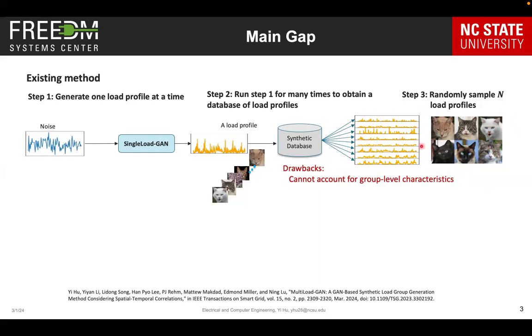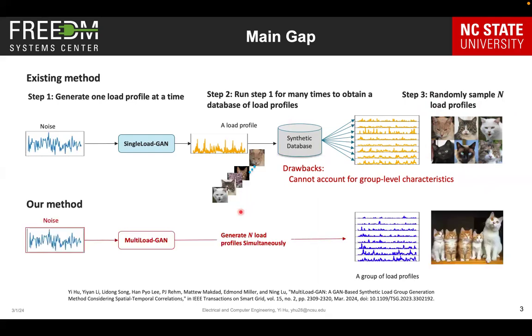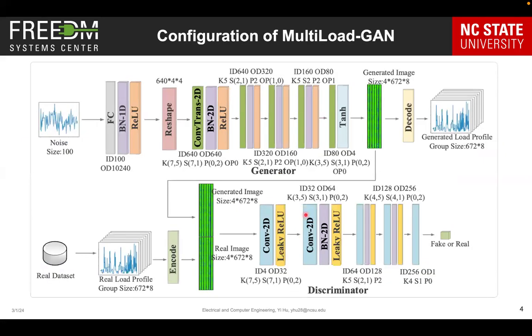But in this case, it's hard to see it as a cat family because those cats are randomly selected and they are all different. So in our method, we generate a group at one time. I mean, generate n node profiles simultaneously. In this way, we can get some cats that share some common features or some high-level group-level features so that we can see those cats are from the same family. It is similar for a group of node profiles. This is the overall configuration of our model. It is a GAN-based model. We see there are two parts.